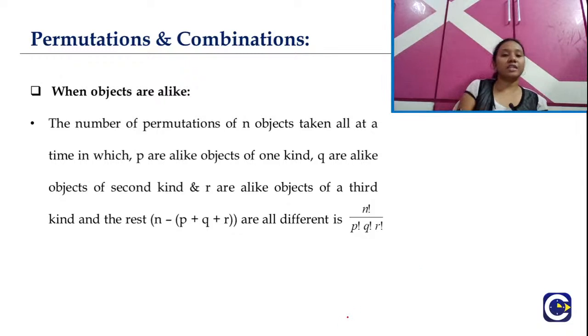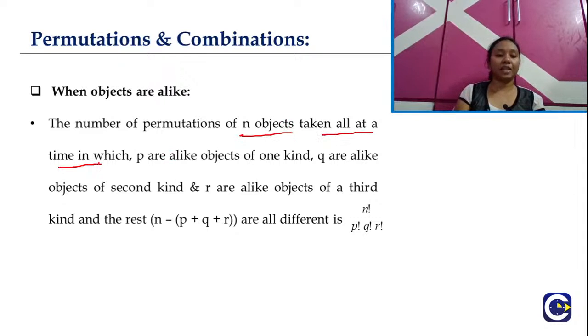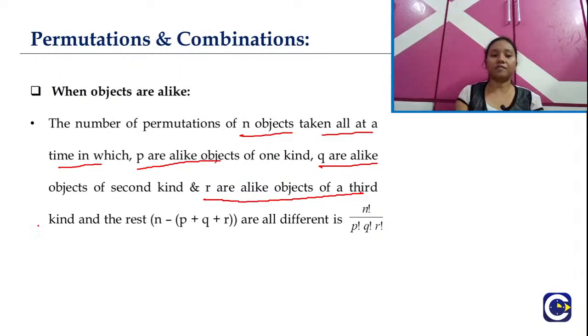Right. So let's see what will be the number of permutations when some objects are alike in the given n objects. The number of permutations of n objects taken all at a time, in which P are alike objects of one kind, Q are alike objects of a second kind, and R are alike objects of a third kind, and the rest are all different.